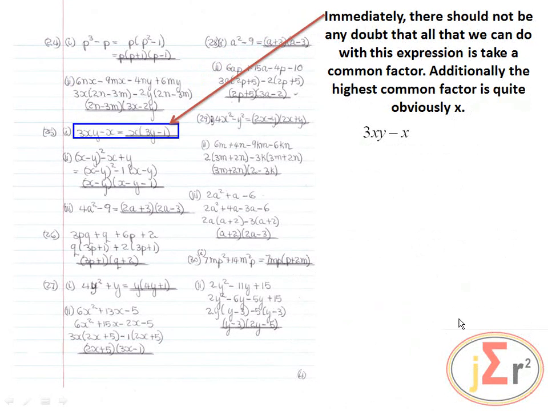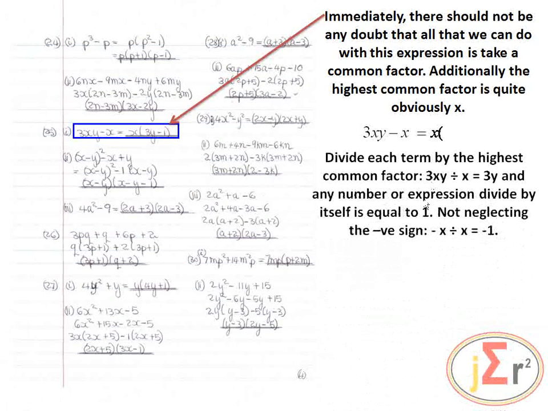Immediately, there should not be any doubt that all that we can do with this expression is take a common factor. Additionally, the highest common factor is quite obviously x. So all that we can do with this one is take a common factor, because there's nothing that looks like a square here or here. So take a common factor of x, and when the x cancels, 3y will be left, and x into x is 1. So we expect 3y minus 1. So divide each term by the highest common factor.